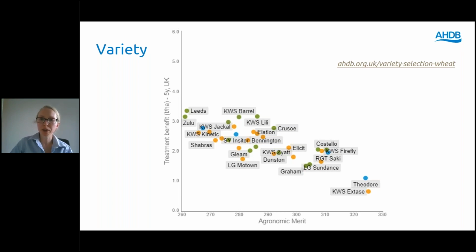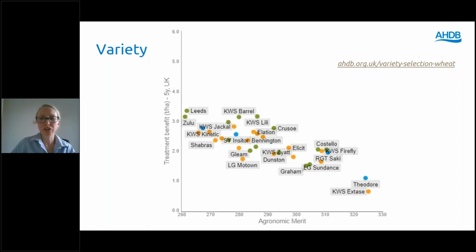And we can see that the treatment benefit ranges from less than a tonne per hectare for the more septoria resistant varieties such as KWS 6 Days and Theodore, to over 3 tonnes per hectare for the more susceptible varieties such as Leeds and Zulu. And historically, these more septoria resistant varieties had a lower fungicide treated yield than the more susceptible varieties, but this gap is closed now, meaning there's very little reason not to be growing these more resistant varieties.